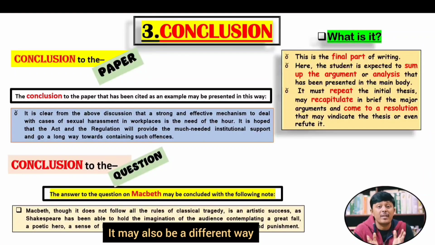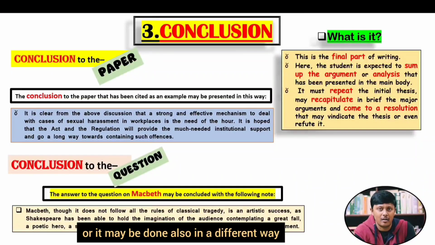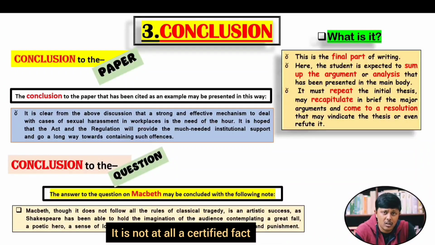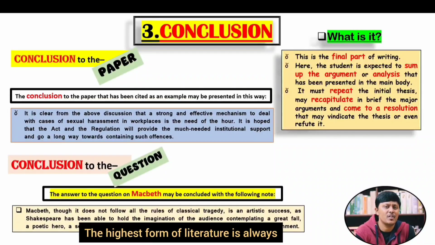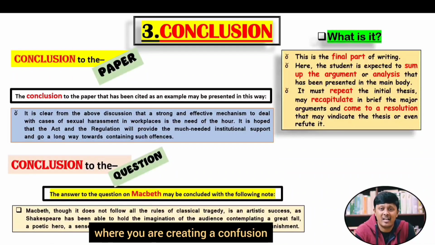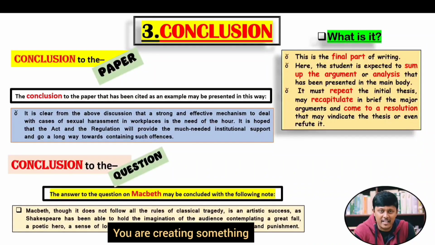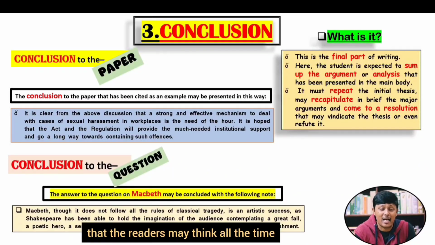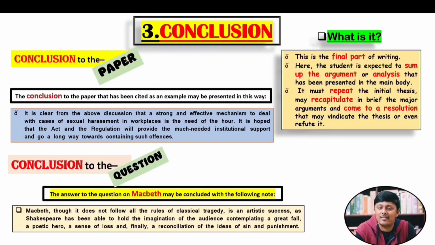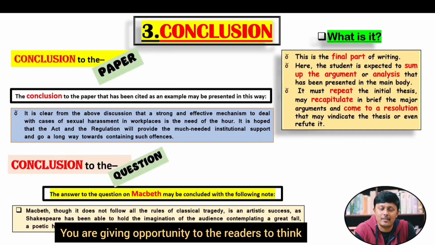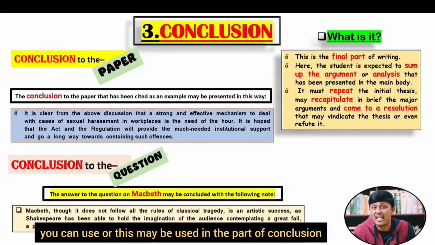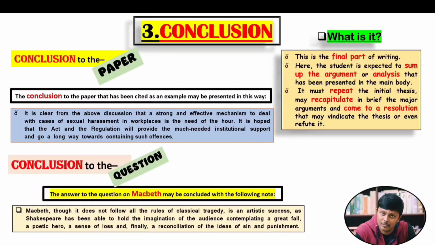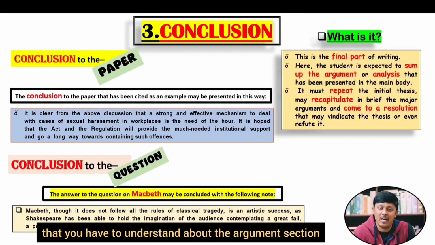It may also be done in a different way. It is not at all a certified fact that you have to give satisfaction to the readers. The highest form of literature is always where you are creating a confusion. You are creating something that the readers may think about all the time. It may remain open ended. You are giving the readers an opportunity to think. So this may be used in the part of conclusion. So these are the three parts that you have to understand about the argument section.